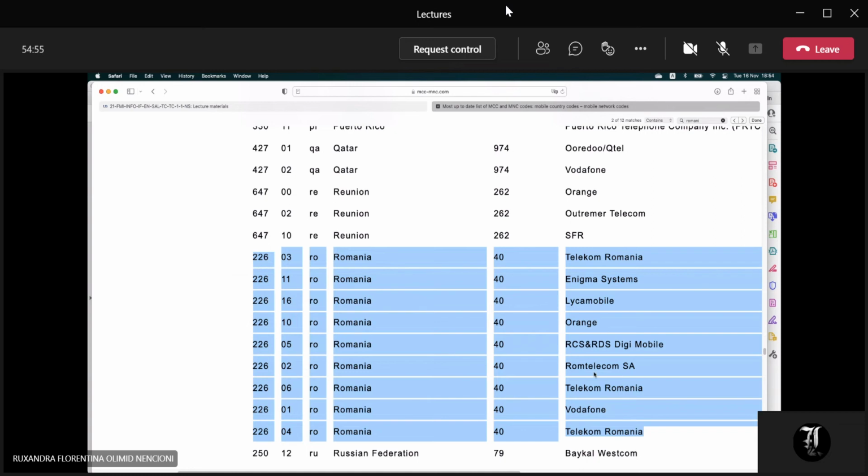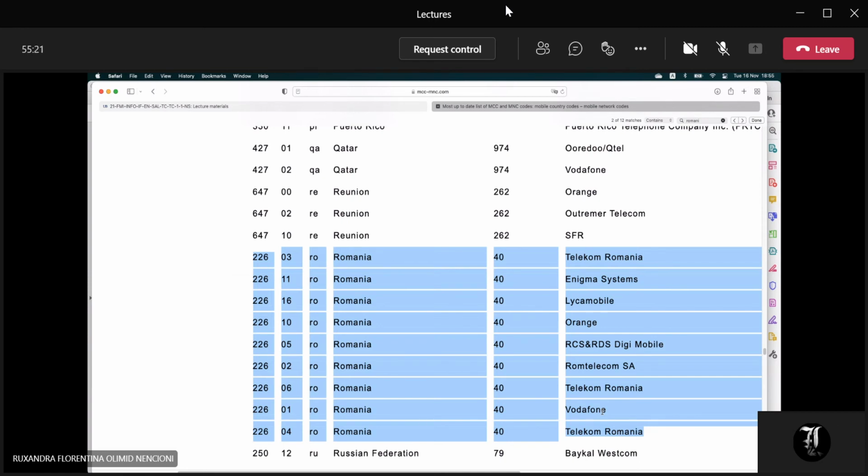Then, if I want to know the operator, the next bits are the operator. So if, for example, after 226 I have 10, I know it's Orange. So the home network is Orange. If after 226 I have 01, I know it's Vodafone. And then some other bits come that give the exact ID of the subscriber.